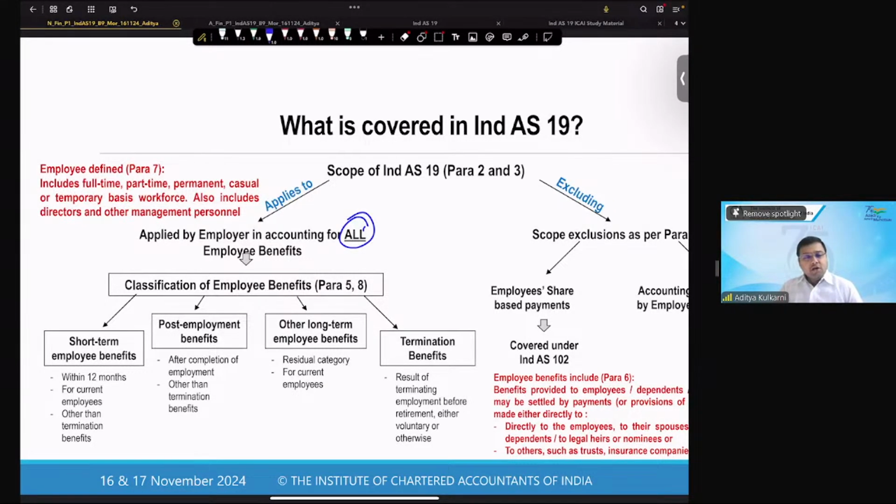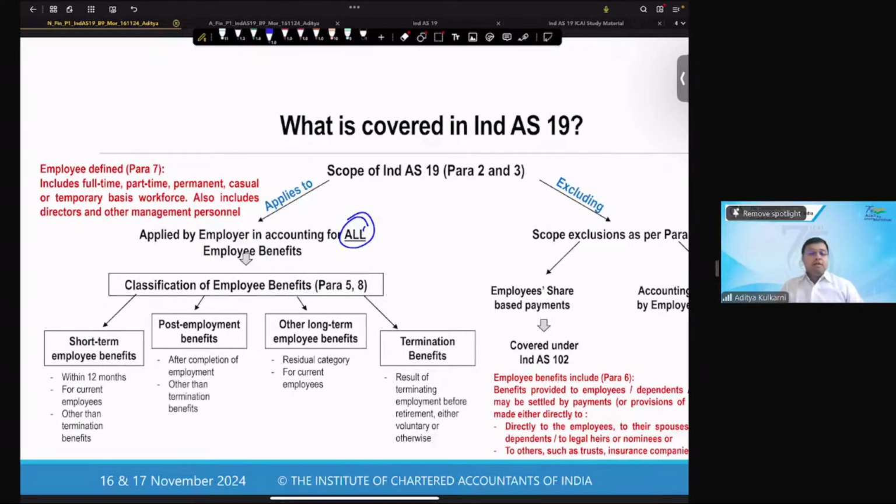What do you mean by short-term? Short-term typically will mean payments which are expected to be made within 12 months of becoming due. It could include your monthly wages. It could include contributions to PF, etc. It could include contribution to superannuation funds, whatever is there, which happens on a regular basis within 12 months. That goes under short-term employee benefits.